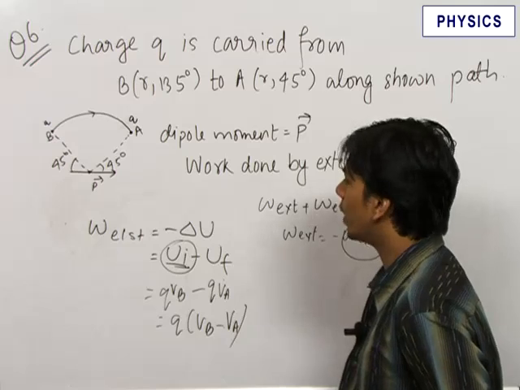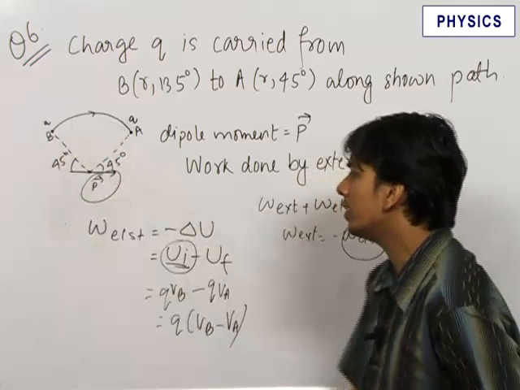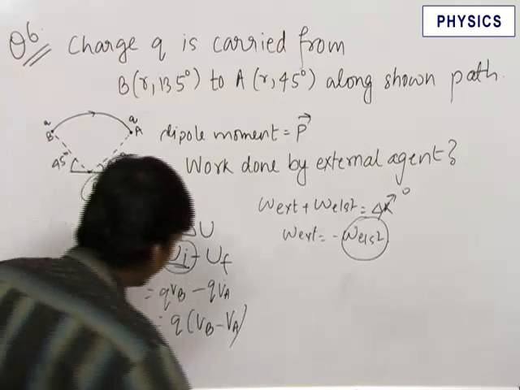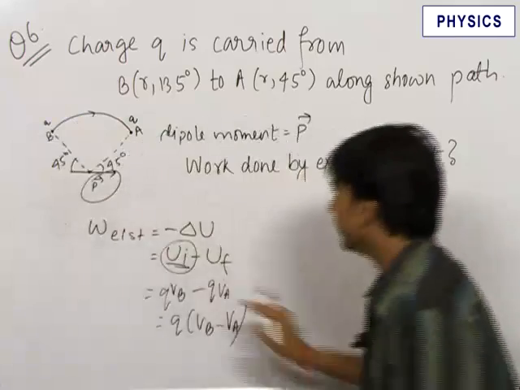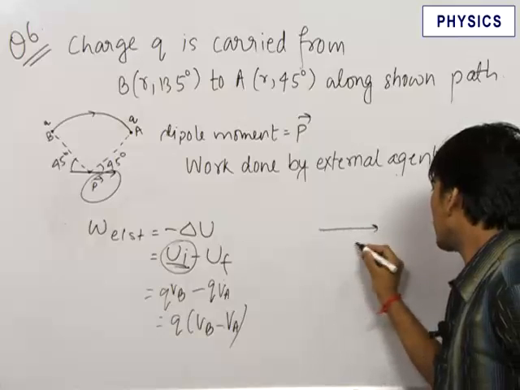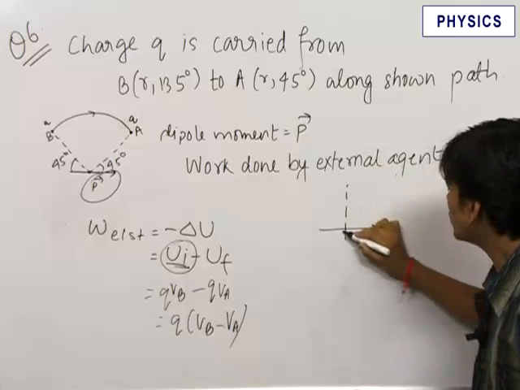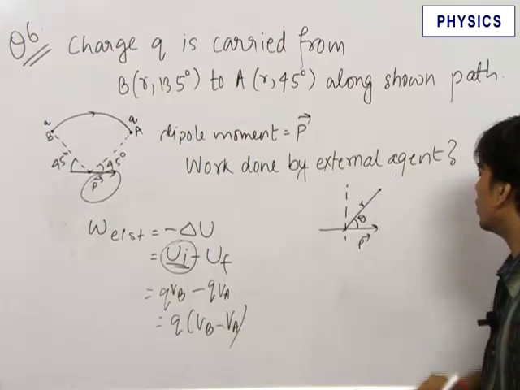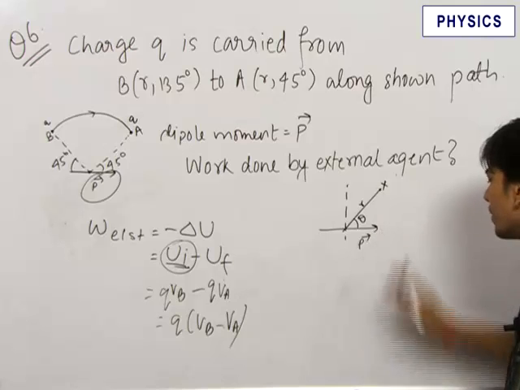So what we now need to find out is the potential at this point and the potential at this point due to this dipole moment P vector. Now to find out that, we need to find out the potential at this point A due to this dipole moment P vector and at point B. So let us first find out the potential due to this dipole at any general angle theta at a distance r. So for this point, let this be point x, we need to find out the potential at this point due to this dipole moment vector.